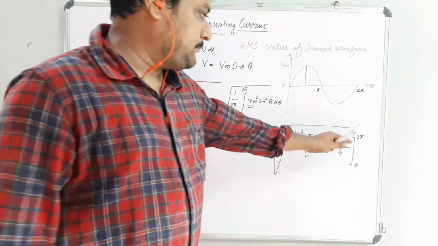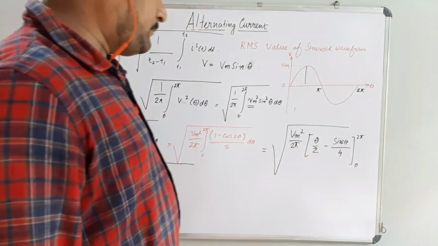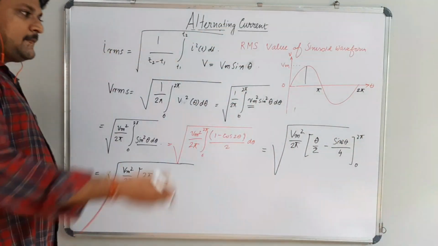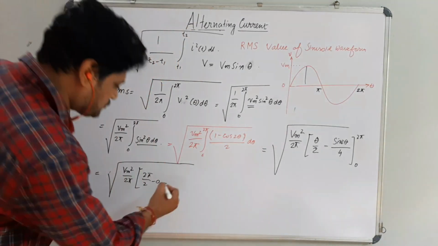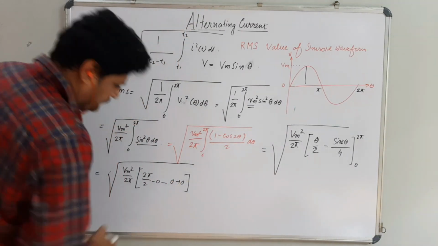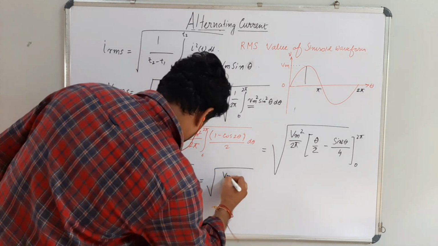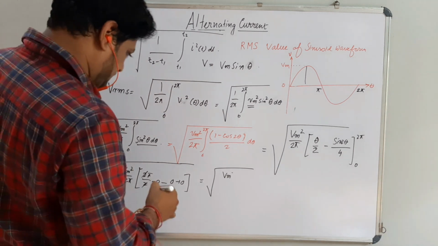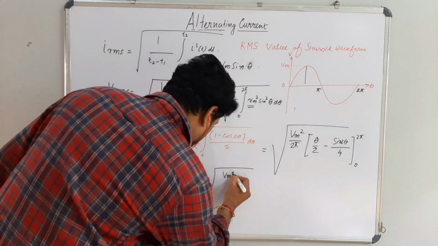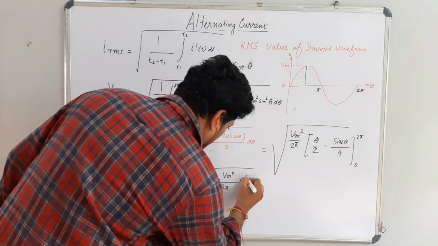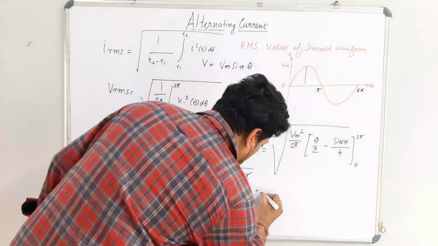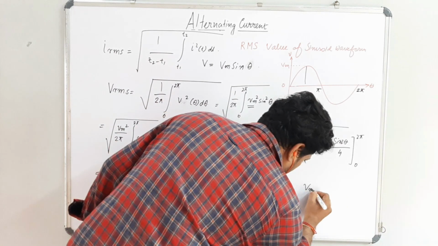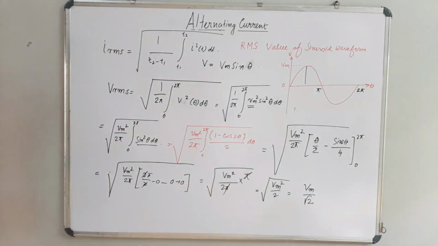If it is sine 2 theta, put theta as 2 pi, that is sine 4 pi, and sine 4 pi is obviously 0, so 0 by 4 is 0. And if you put theta as 0, sine 2 into 0, sine 0 by 4 is equal to 0. So 0 plus 0. What comes is Vm square by 2 pi into pi, the pi cancels out, root under Vm square by 2, it is Vm by root 2. This is the expression for RMS value.